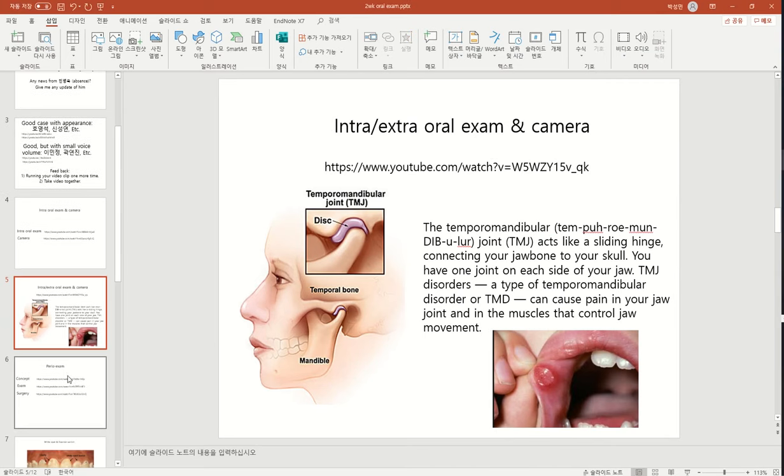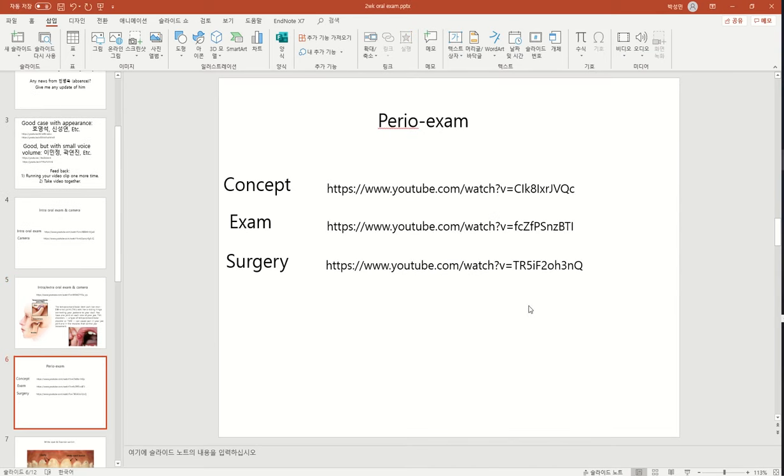Okay, and as in many treatment cases in a dental clinic, in this dialogue they focus on the perio exam. Perio means gum. Gum means, how can I say, the soft tissue in the oral cavity. So how do we investigate the perio exam, what is the concept, what is the examination process, and what is surgery? I'm going to share these three parts.